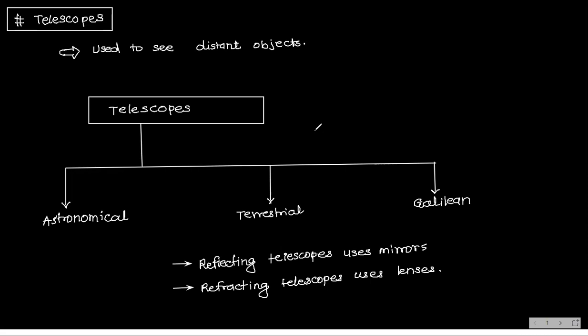So in astronomical telescope as well as terrestrial telescopes, we are using lenses. Even Galilean telescope also we are using these lenses only, but in the reflecting telescope, particularly Cassegrain and Newtonian telescopes are there, that are reflecting telescopes. Okay, so first we will see refracting telescopes. Let's go to the next page and see first one, that is astronomical telescope.